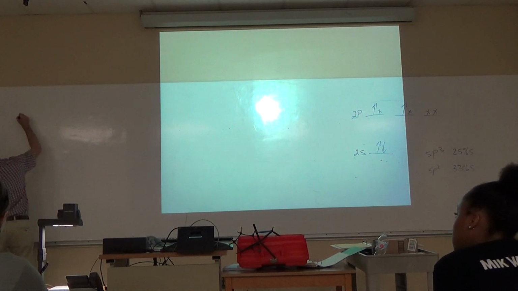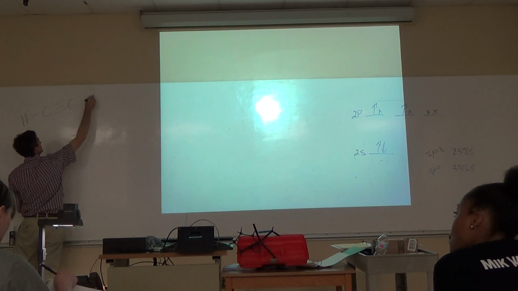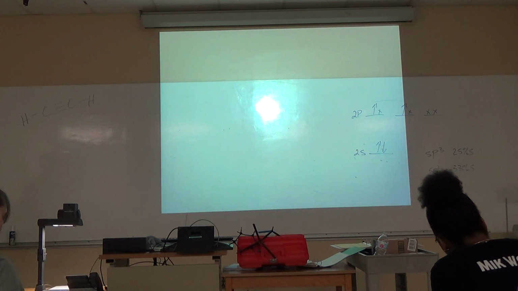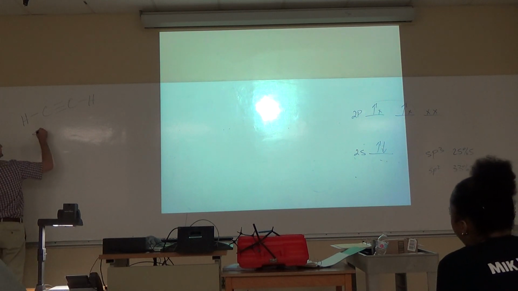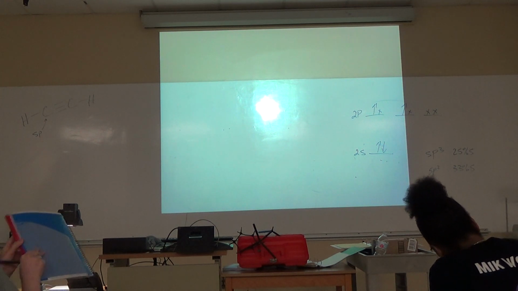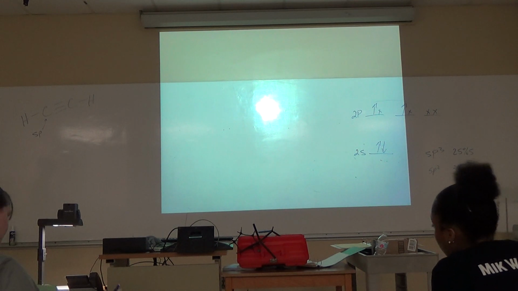Okay, ethine. You have to have two carbons to have a carbon-carbon triple bond. These two carbons are going to illustrate sp. Both identical. How many electron domains around this carbon? Two. Single bond, triple bond. Two regions, domains.